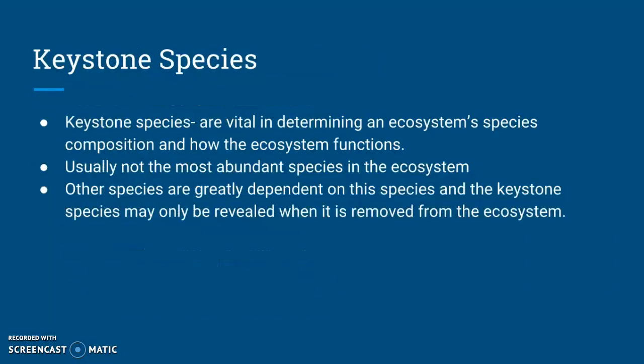And lastly, our keystone species. They are vital in determining the ecosystem's species composition and how the ecosystem functions. They're usually not the most abundant species in an ecosystem, but they are the one that holds the whole ecosystem together. Other species are greatly dependent on this species. The keystone species may only be revealed when it's removed from the ecosystem. Therefore, the ecosystem collapses due to the loss of this species.